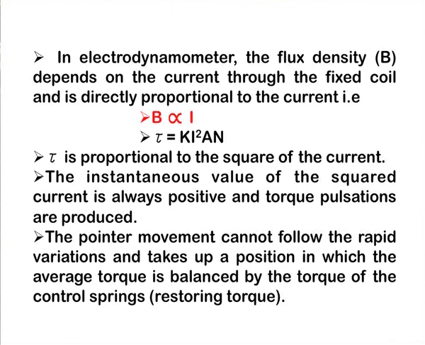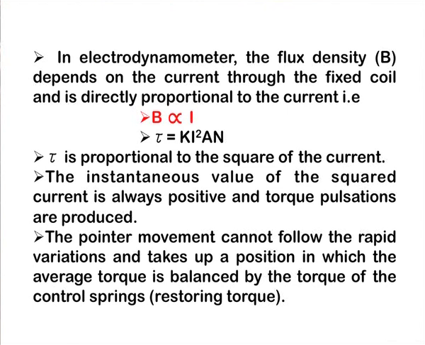So, we find that the deflection in the pointer is due to the torque, and here the torque is proportional to the square of the current, and we can say that the deflection obtained in the pointer is proportional to the square of the current. So, under this condition we say that the pointer is showing the square of the current.